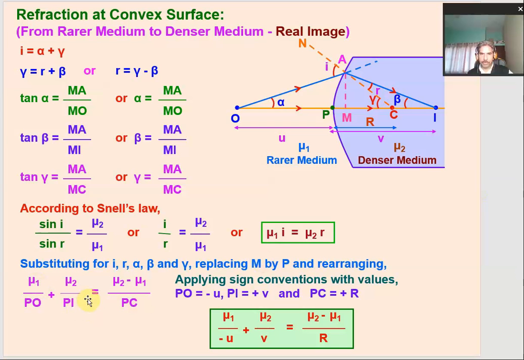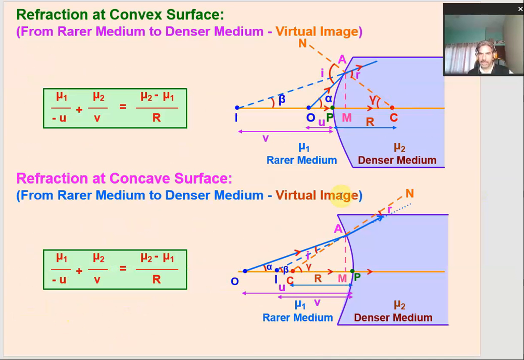So during the derivation we come across this term here. This is the final formula we get, and on substituting the values of PO, PI and PC according to sign convention, we can simply get this formula here. So this is the formula we discussed last day. Similarly, we can find out the formula for the other cases, right?